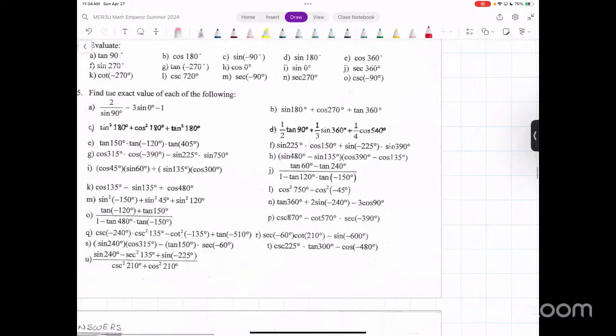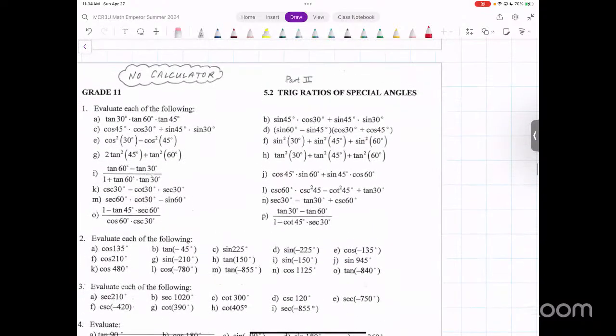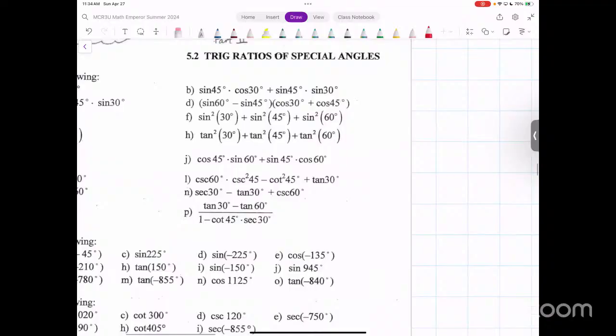But before I move on, I can warm up yourself. I know you guys didn't do the homework. That's okay. That's perfectly fine. Let's do that question P. Find the exact value for tan 30 minus tan 60 divided by 1 minus cotangent 45 secant 30.